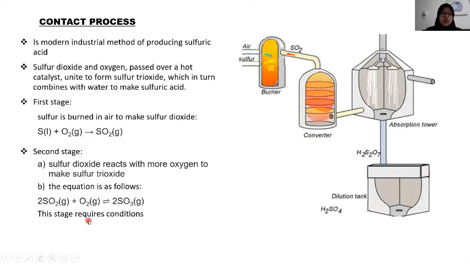So this stage requires conditions. First, a catalyst of vanadium oxide, a temperature of around 450 degrees and a pressure of approximately 2 atmospheres. So we'll be needing the conditions over here.